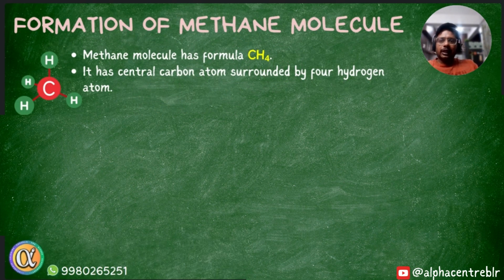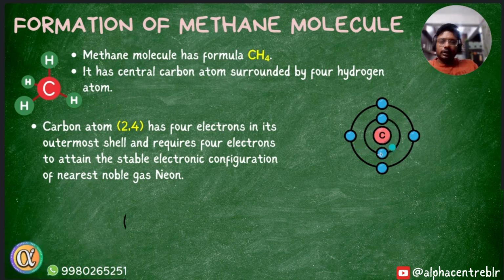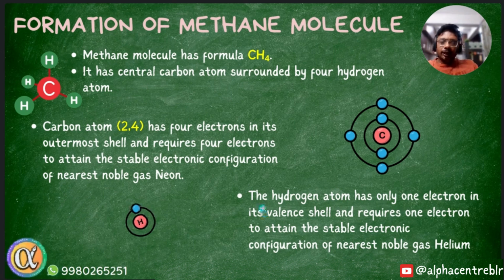Okay, next we have a methane molecule. Methane again has a formula of CH4. It has a central atom surrounded by four hydrogen atoms. You can see here how carbon looks. Carbon has two in the first shell and four in the second shell. Carbon has 4 electrons in its outermost shell and requires 4 more electrons to attain the stable electronic configuration of the nearest noble gas, neon. Okay, it has 4, so it needs 4 more. And hydrogen, the same old story. It has 1, so it needs 1 more.